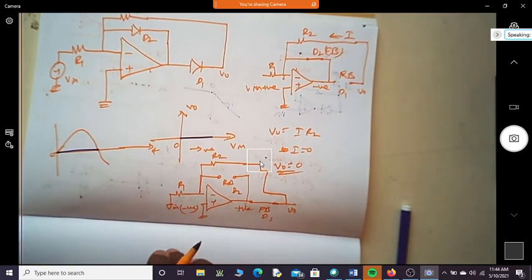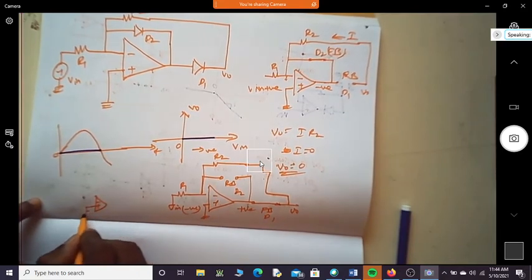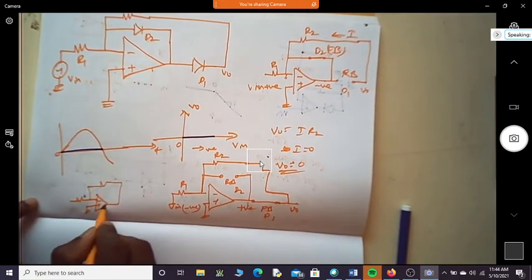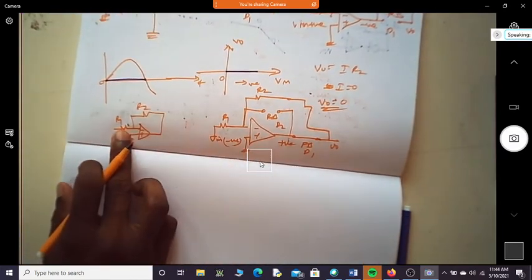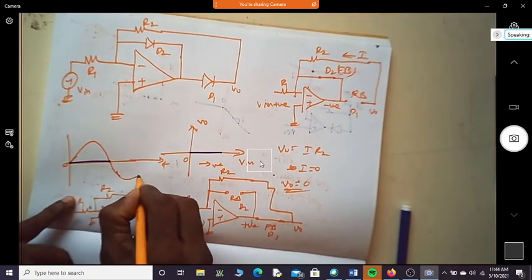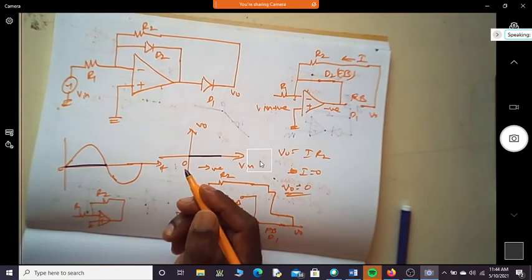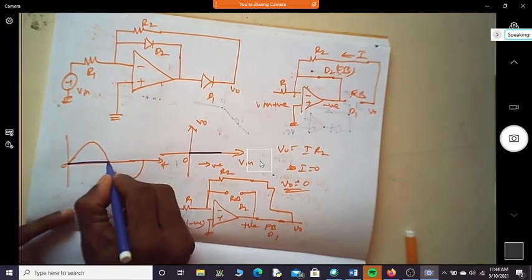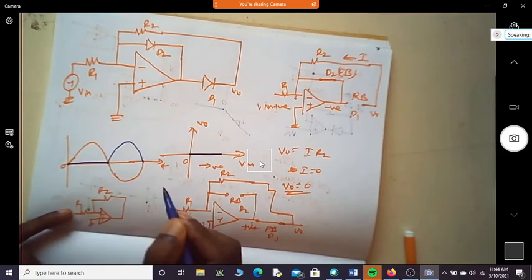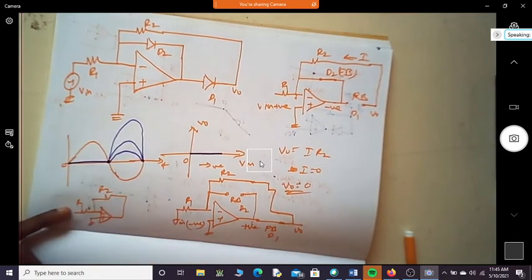What is this circuit now looking like? Is it looking like this is R1, R2? This is an inverting amplifier. So during the negative half cycle, what is the output voltage? Will it be like this? Can it be like this also? Can it be like this also?